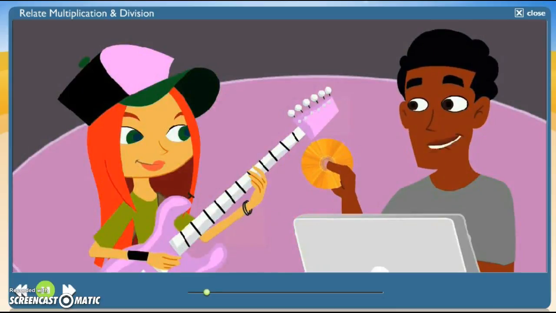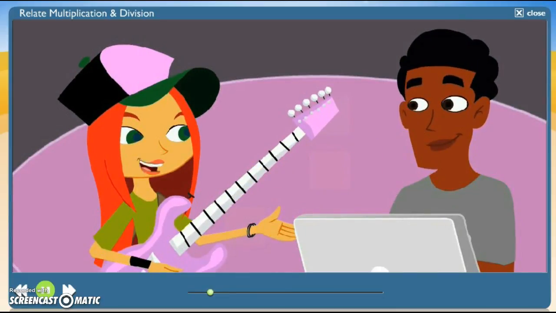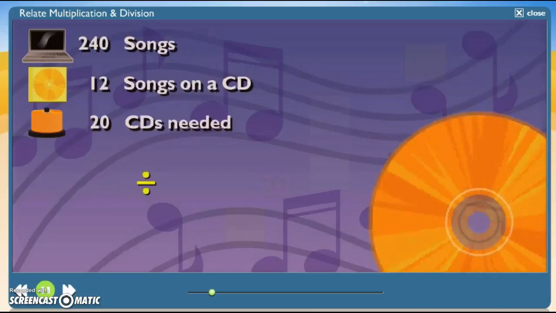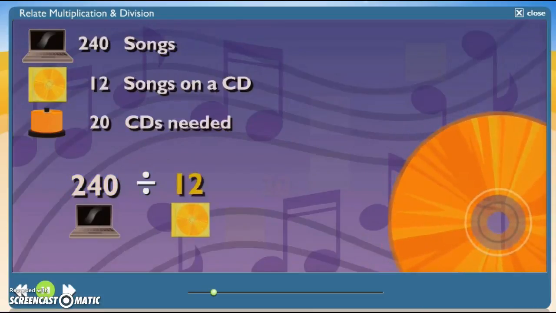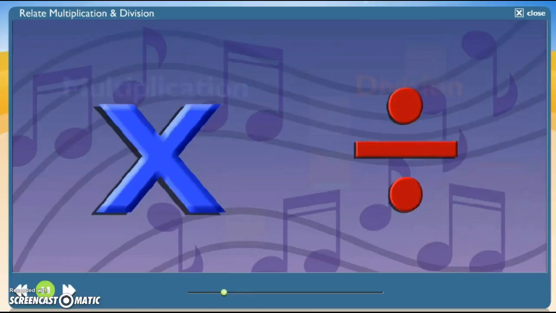I bet it'd take a ton of CDs to make room for all these music. We can figure out exactly how many with a little division. If we divide 240 songs into 12 groups, we can make 20 CDs. Such a musician. It's got more to do with being a mathematician than a musician. Just took a duet of multiplication and division to figure those numbers out.